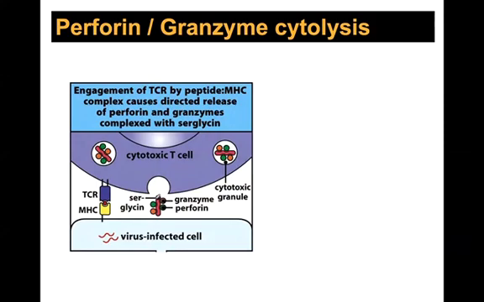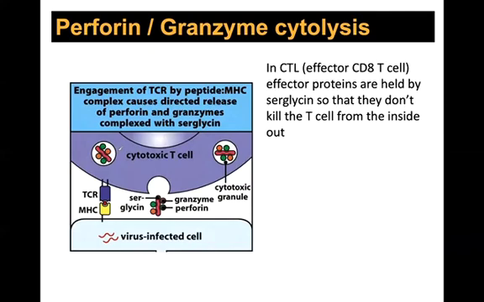Cerglycan sort of protects the T cell from killing itself, right? If you're thinking of this in terms of a gun, this is the bullet, but you don't want the bullet to fire backwards. So the T cell keeps the perforin and granzyme inactivated in the cytotoxic granules by having them bound to cerglycan. Once it's released, those proteins are released from cerglycan and they go and do their job. So cerglycan is the scaffold which holds these proteins so they don't kill the T cell.